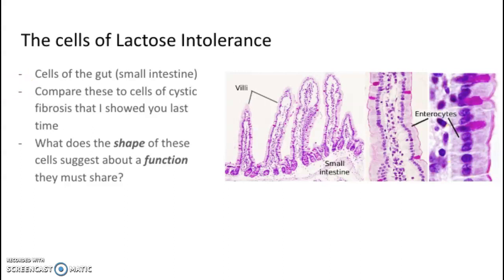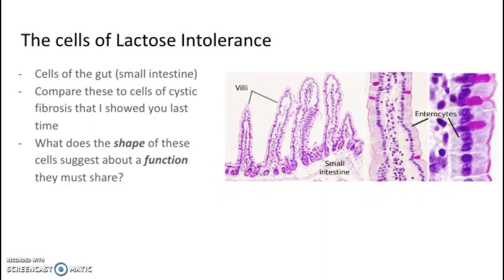And I want you to compare these cells to the last time I talked about cells, which was about cystic fibrosis in the lab primer from last Friday. Look at the amazing similarities in shape between these two things. You want to notice these little hair appendages called villi that stick out. And then you can see this little line here, and that's all nuclei sitting there. And you can see the same thing over here, just at a different scale.